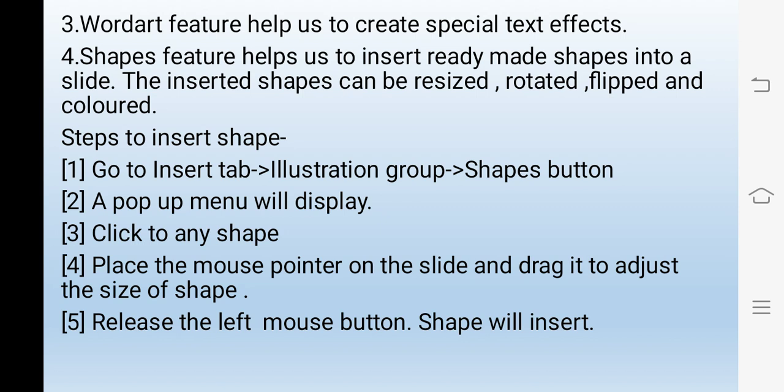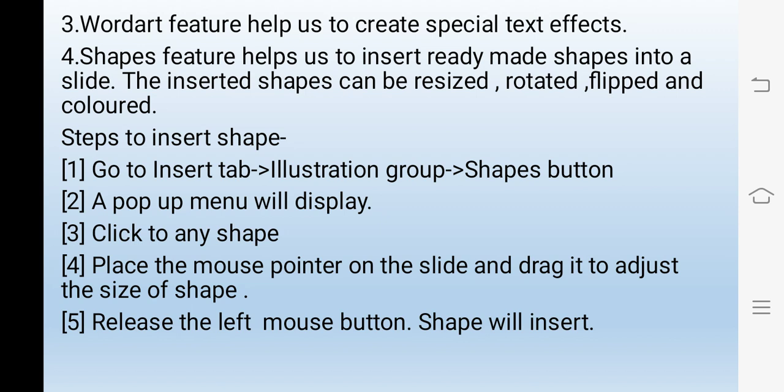Now we will understand how we can insert a shape. First we will go to the insert tab. We will just use the shape button located in the illustration group. Children, as we click on the shape button, we will see a pop-up menu comes. There will be a list of shapes.